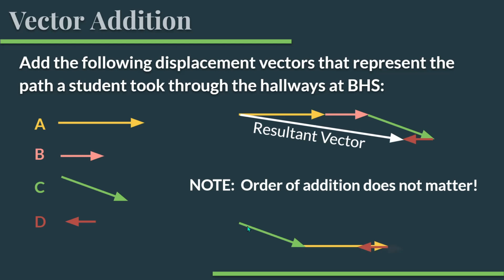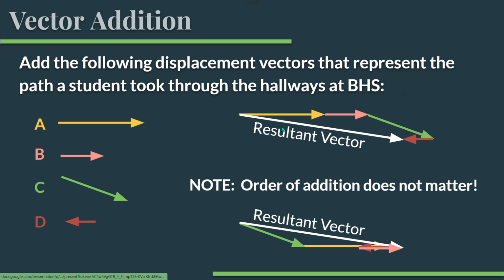You could add them like this. Here's the green one, and then the yellow one, and then the red one, and then the pink one, and this is the exact same resultant vector. It has the same magnitude, and it has the same direction. So the order does not matter. You can add them in any order. So again, vector addition, all we're doing here is practicing head to tail whenever you add.